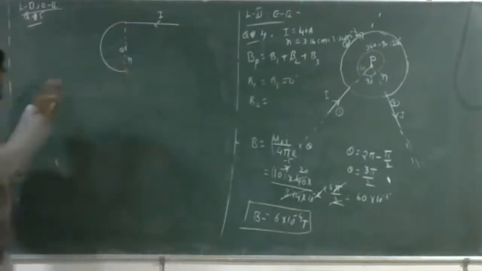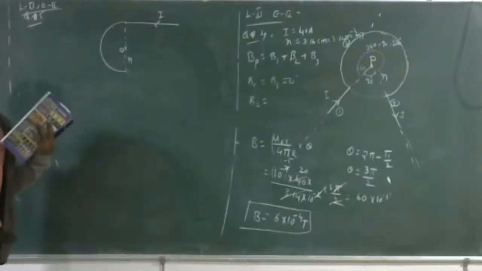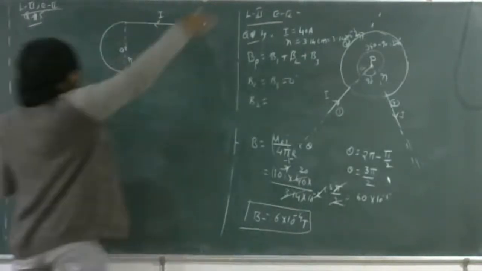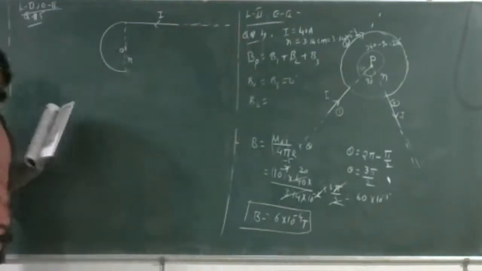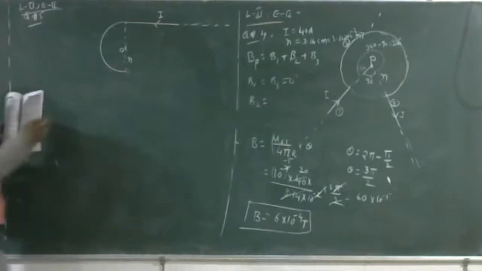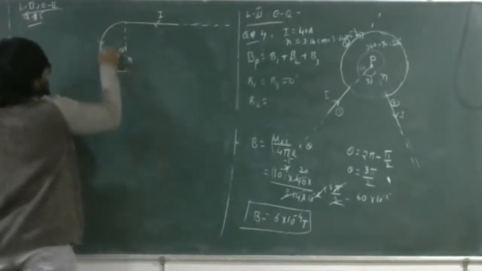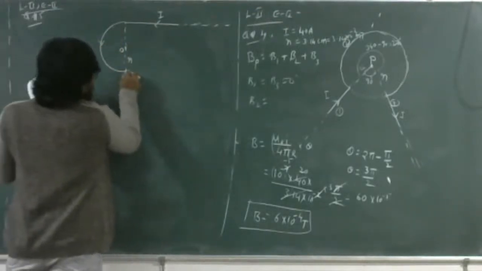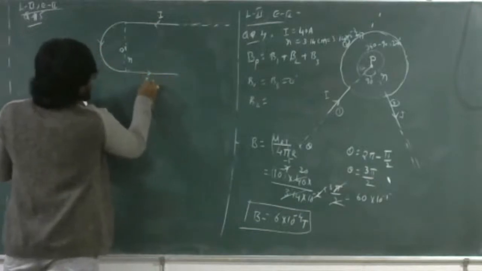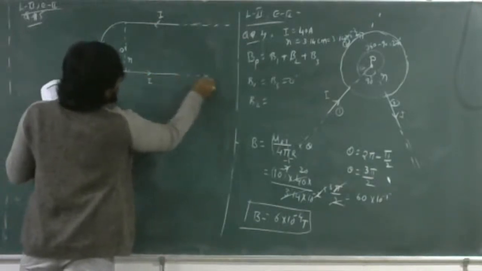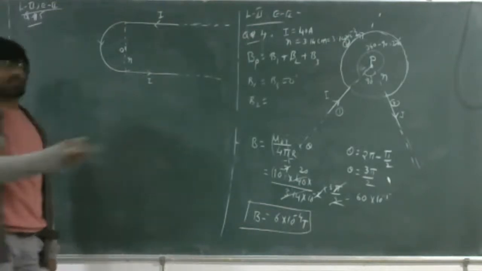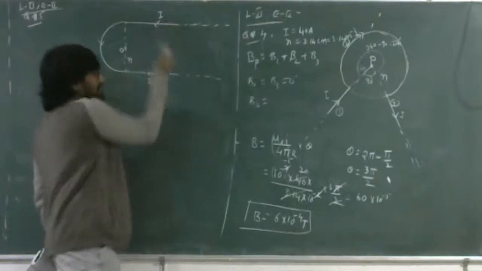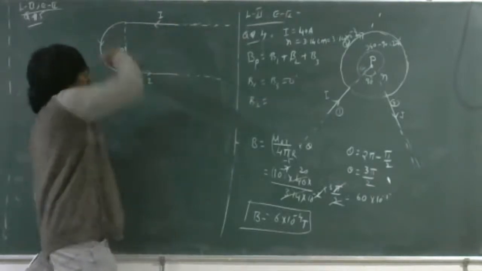Whenever a conductor like this is given, you have to understand that current is coming from somewhere. That somewhere you have to take as infinity. Its length is not mentioned. Then the current flows further, and here it is connected to another straight conductor. This current I flows to infinity, so I have to consider these conductors as semi-infinite conductors. This is one semi-infinite conductor, this is another, and this is the circular conductor.